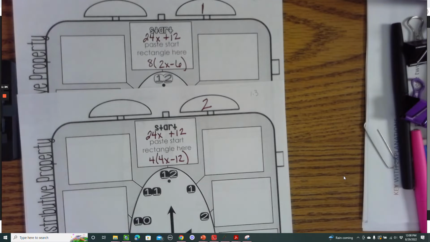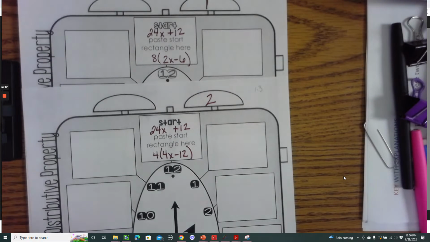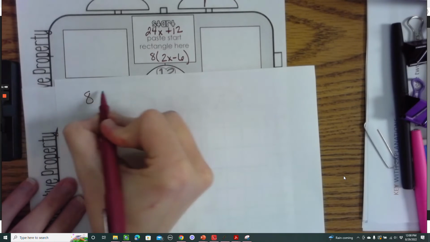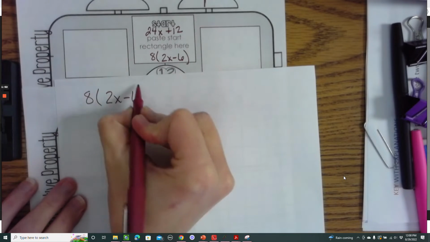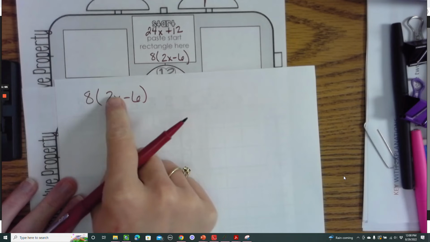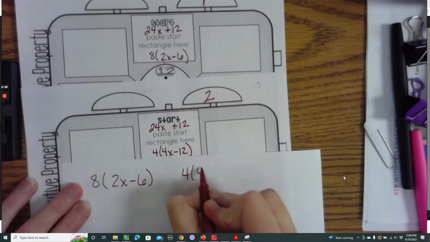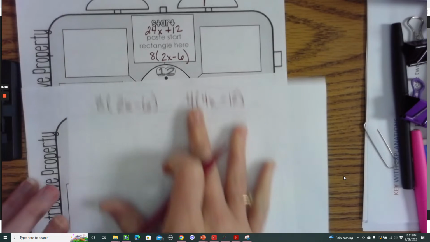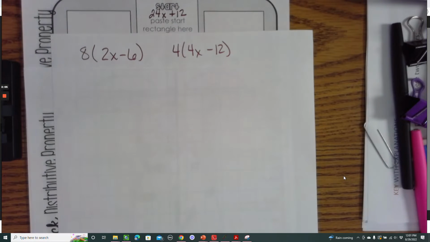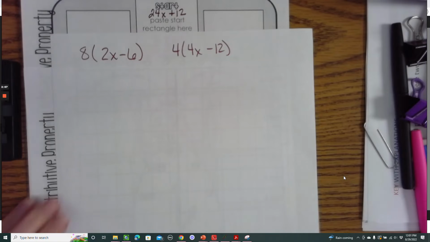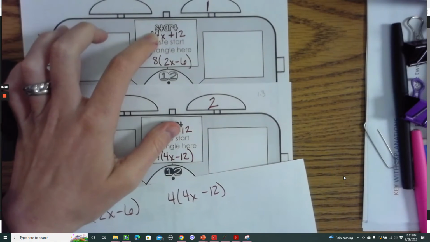All right, we are doing the distributive property today, and you need to be able to do the distributive property for when we're solving equations. So if you see something like this, I'm going to rewrite it big so I can show you what's going on. So clock 1, people, you have 8 times 2x minus 6. That means you're multiplying this 8 by everything in the parentheses. Clock 2, people, have 4 times 4x minus 12. I'm just showing my work, but you do need one of these two depending on what clock you have.